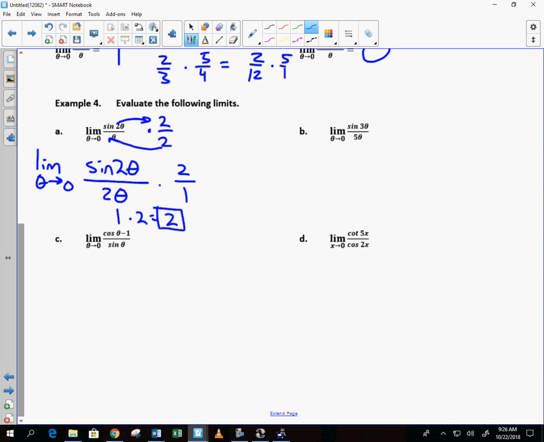Okay, let me try one more. How about this? 2 over 3 times 4 over 5. This is the one I've tried in the past. Isn't that the same thing as 2 over 5 times 4 over 3? Isn't that the same thing as 4 over 5 times 2 over 3? I can do that, correct?